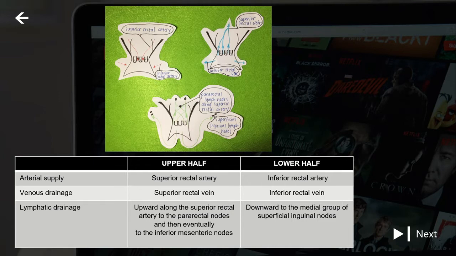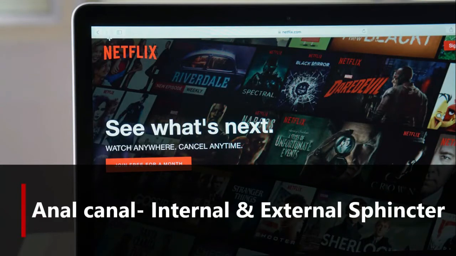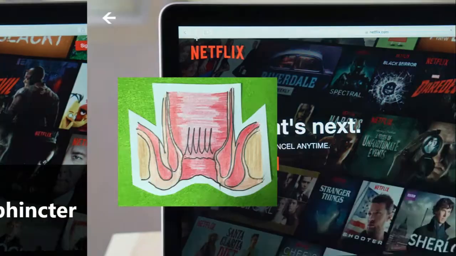mesenteric nodes. On the other hand, the lower half is supplied by the inferior rectal artery, which drains by the inferior rectal vein for the venous drainage, and its lymphatic drainage is downward to the medial group of superficial inguinal nodes. Next is the anal canal, with its internal and external sphincter.